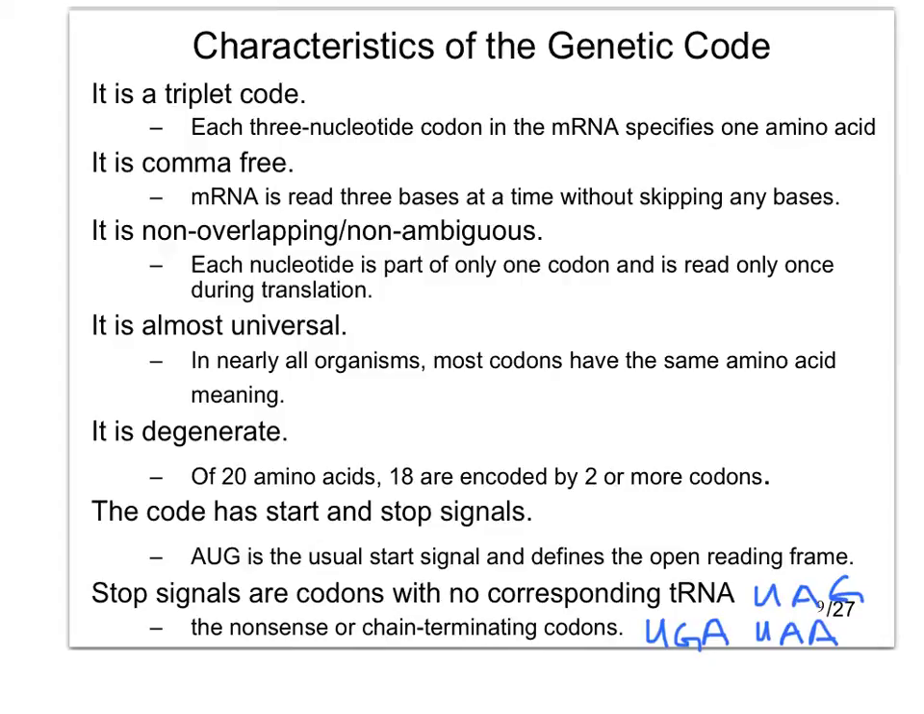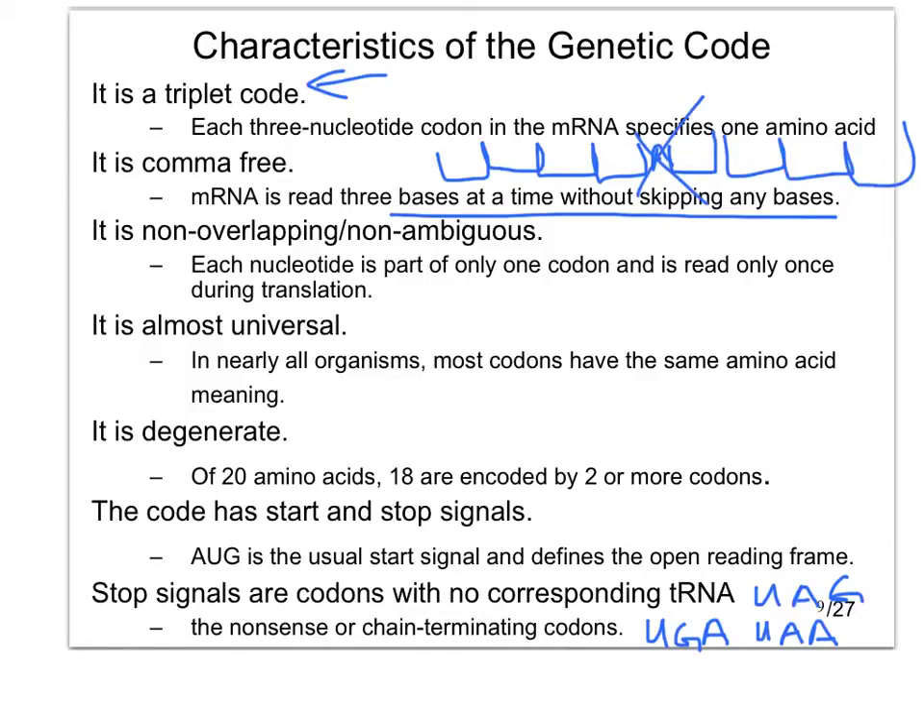Right, so here are some other rules or characteristics of the genetic code. Yes, it's triplet. Yes, 3 nucleotides. Comma-free just means it doesn't skip any bases. It reads 3, 3, 3, 3. It doesn't go, ooh, there's a nucleotide, but I'm not going to read it because I don't like it. It's ugly, and move on. No, it reads 3 by 3 by 3. Okay, it's not overlapping. It's non-ambiguous. Every nucleotide is part of 1 codon, read only once. So the second time through, it doesn't read this set, right?